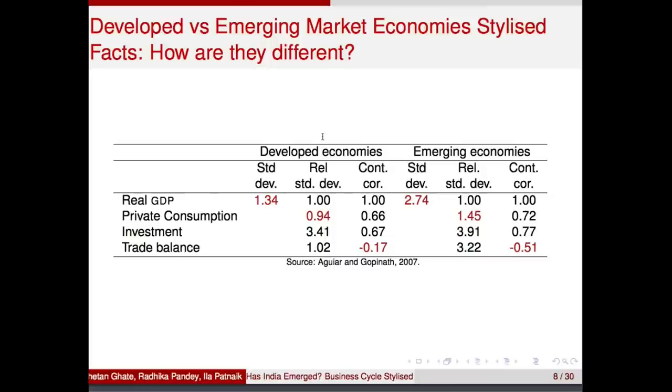Also, if we look at the relative standard deviation of private consumption, we find that in emerging economies, the relative standard deviation is greater than 1, while for developed economies, it is less than 1. Another important difference relates to the cyclicality of trade balance. While trade balance is mildly countercyclical in developed economies, it is significantly highly countercyclical in emerging economies.